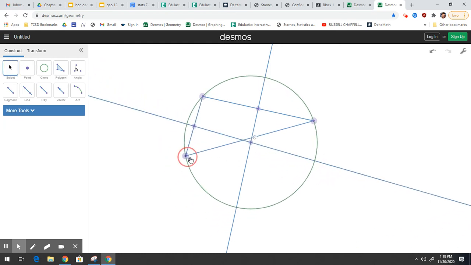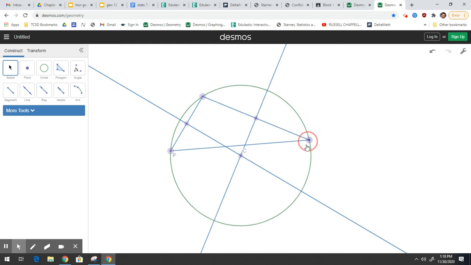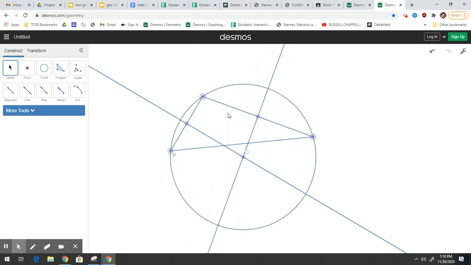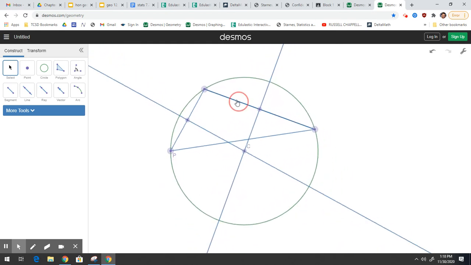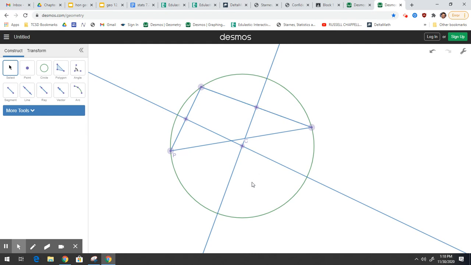And if I move P around, right, or if I move the other ones around, notice that that triangle stays, right, all three vertices on the circle. And that's called the circumscribed circle about the triangle. It's about the triangle because the triangle's inside and the circle's on the outside.